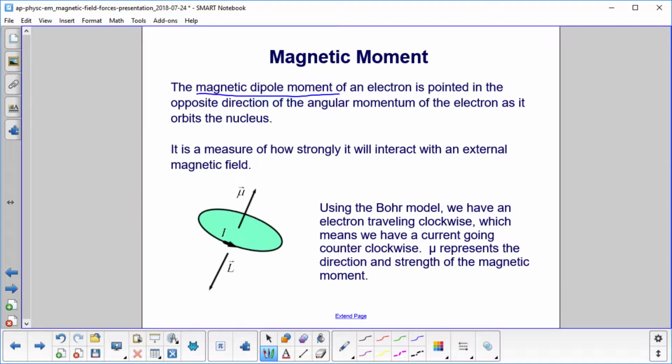Using the Bohr model, we have an electron traveling clockwise this way. But remember, our conventional current is opposite the electron's motion, so it goes like this. So when you use the right-hand grip rule, you'll get a magnetic field or the magnetic moment in that direction. The angular momentum is down this way because that depends on the physical motion of the charge. It doesn't care whether it's positive or negative. And mu, this is our symbol for magnetic moment, and that represents both the direction and the strength of the magnetic moment. So obviously when we're doing the direction, we need the vector sign.